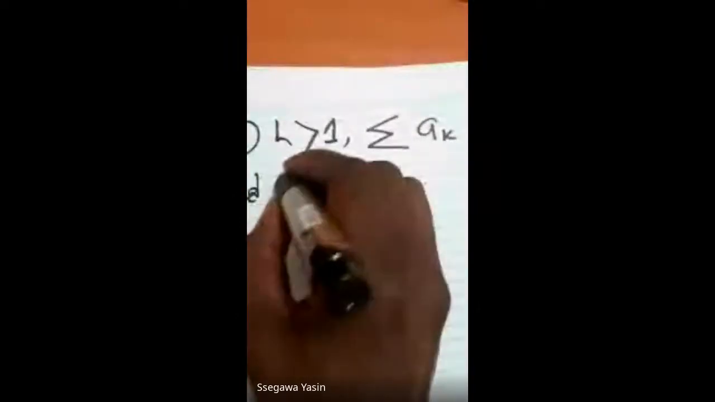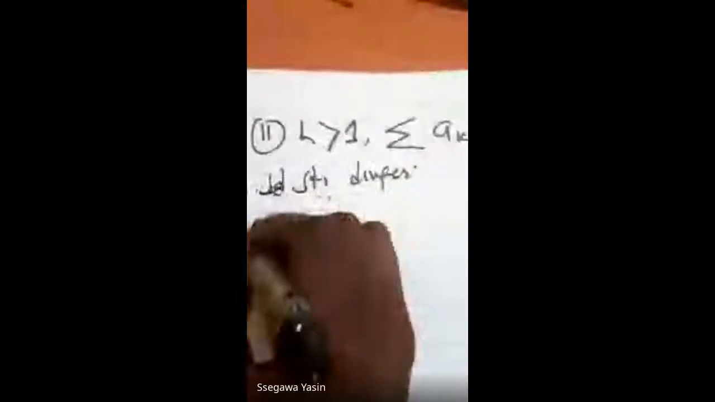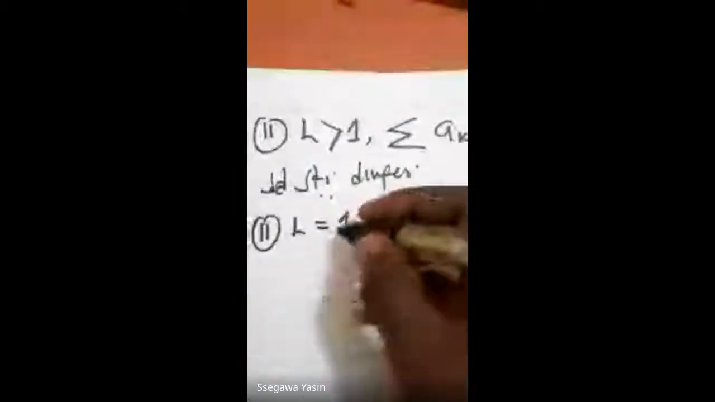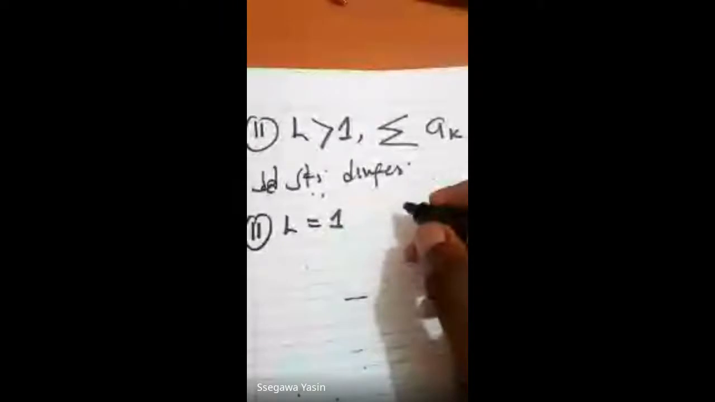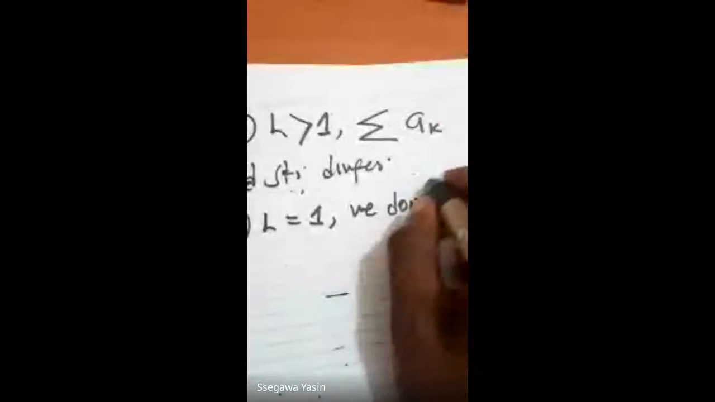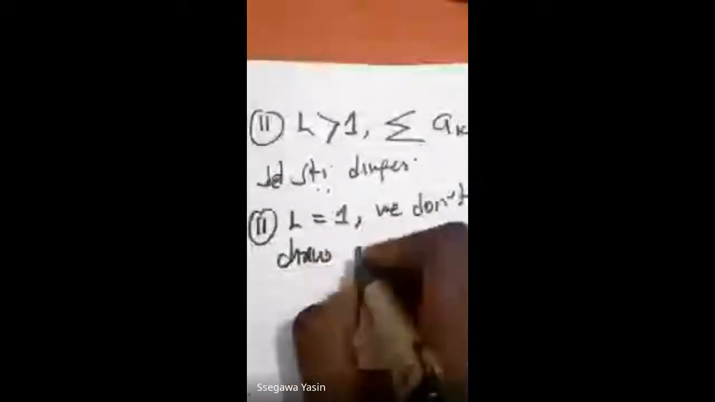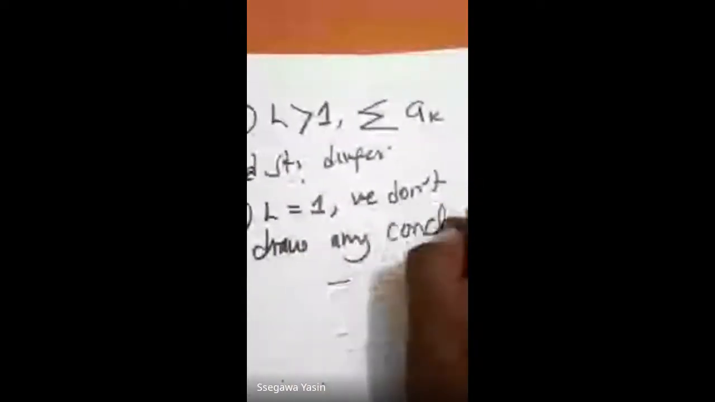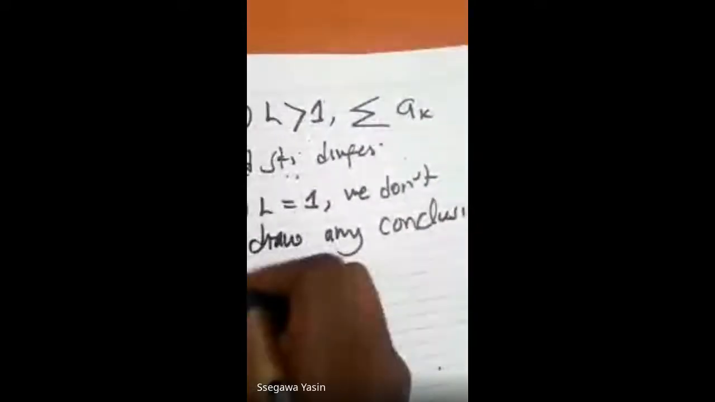Also, if L is greater than 1, the first case having been less than 1, then we say that the series, the whole of the sum of a_k, diverges. Then the third case: the moment L equals 1, we fail to draw any conclusion about the series. So we don't draw any conclusion about the series.